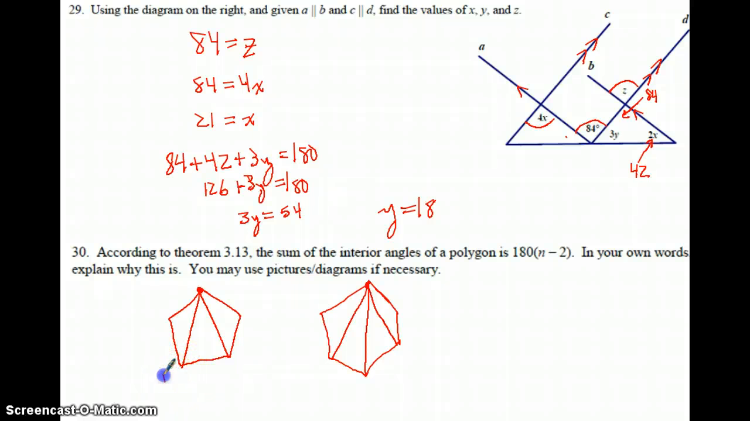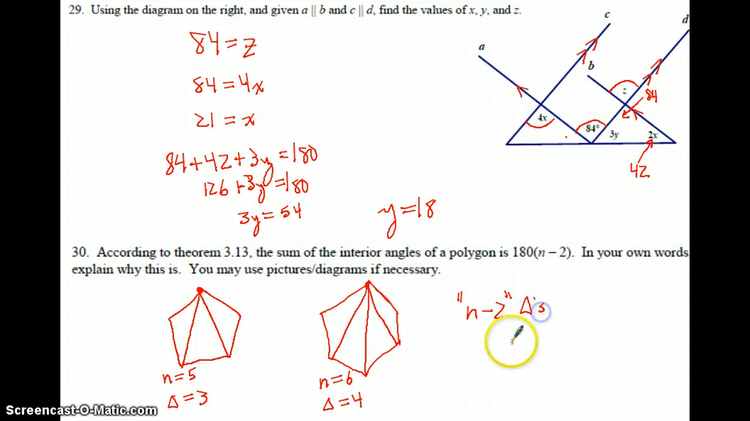How many triangles do you get? Well, if n equals 5, this is the number of sides, guess how many triangles we get? 3. Here n was 6. Turns out I'm going to get 4 triangles. No matter what, I get n minus 2 of those triangles every time. And each one of those triangles is 180 degrees. So that's where we get it. We get n minus 2 of them, and each one contributes 180 degrees.